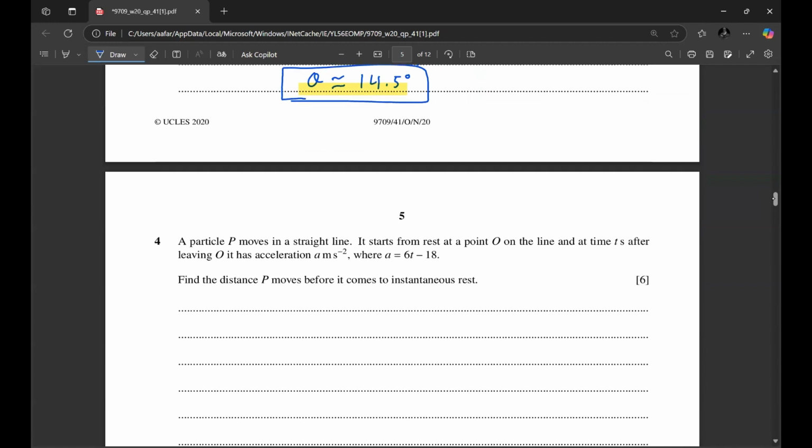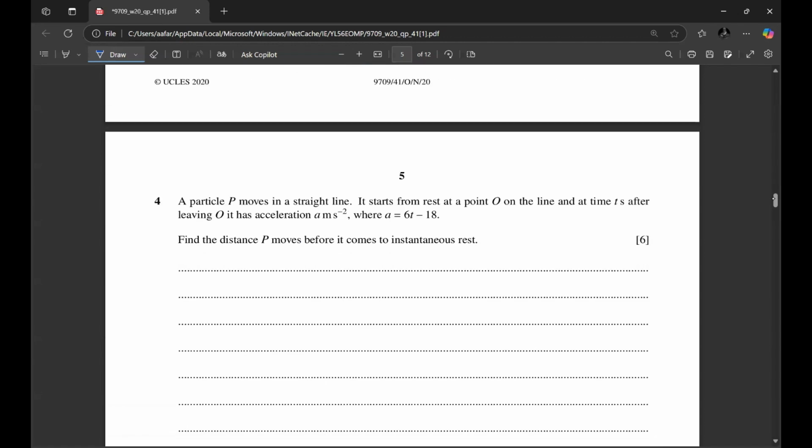Particle P moves in a straight line. It starts from rest at point O on the line, and at time t seconds after leaving O, its acceleration a is equal to 60 minus 18t. Find the distance P moves before it comes to instantaneous rest.